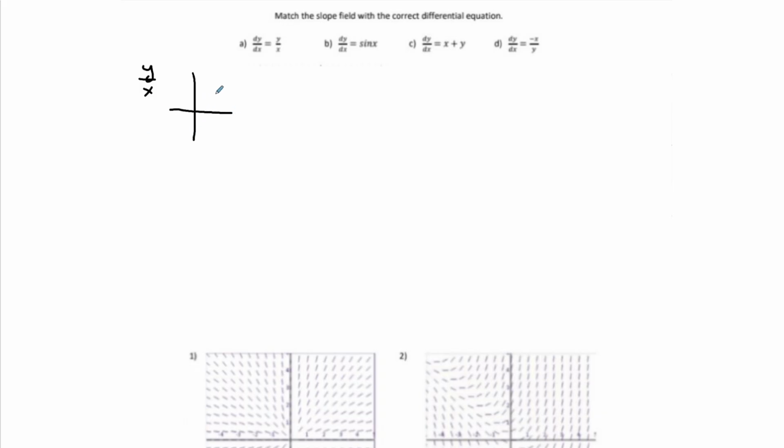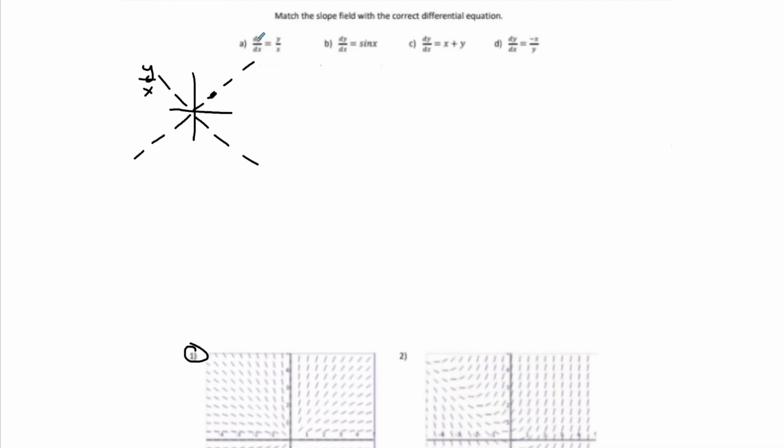First of all, we could plug in numbers, but actually when I'm looking at this, I'm thinking, as I go outwards from the graph, if I'm going along the straight line y equals x, my graph is just going to look like this. And then my graph's also going to look like this, coming this way. So what is the only graph here that does that? That's 1.